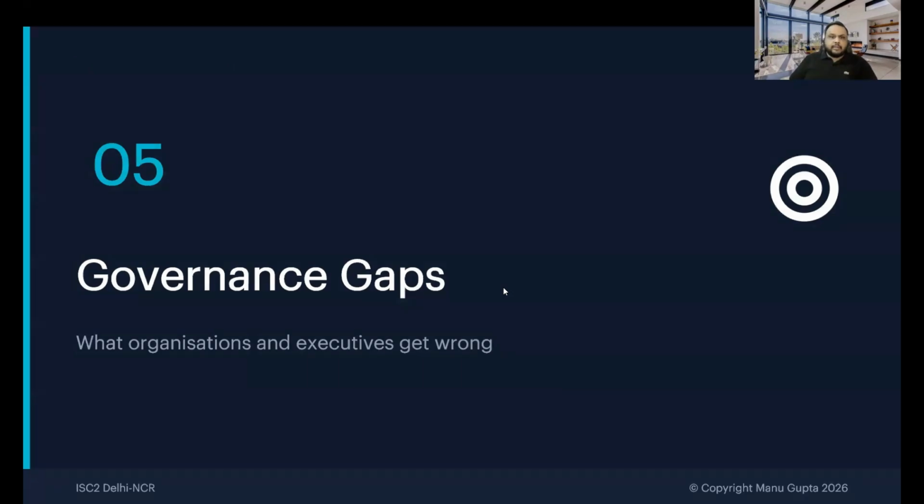Now, let's talk about what goes wrong at the organizational level. I've been doing this for some time now, and a lot of these are my observations, or my opinion.